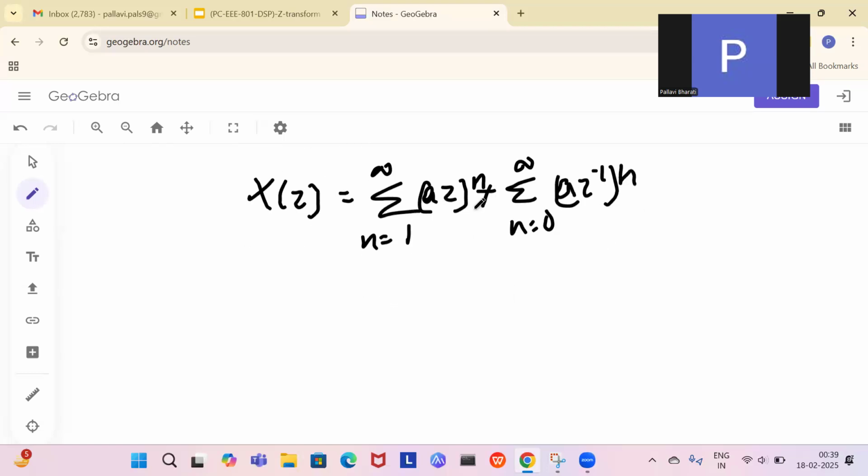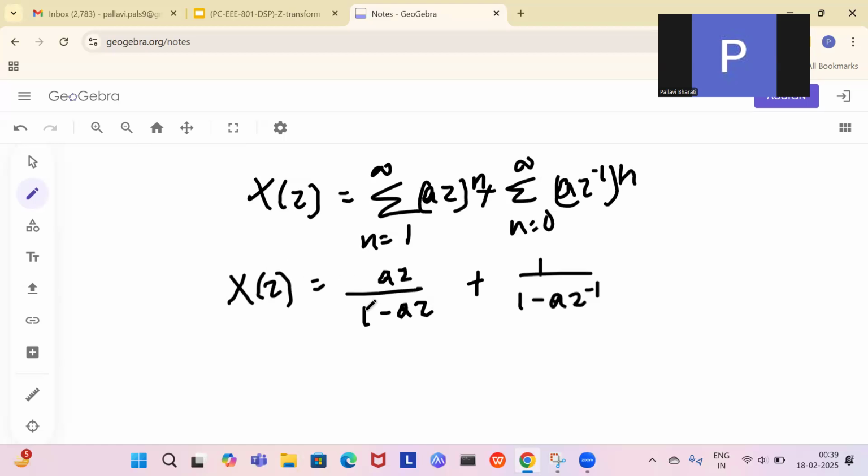The first term over here is how much? az, right? So what we are writing is az by 1 minus az. Here the first term is az, here the first term is 1, because if you put the value of n equals 0, it's going to come 1. So 1 by 1 minus a z inverse. This is your X of z. You can again simplify this. And over here you see, it's starting from 1. So the first term is az.